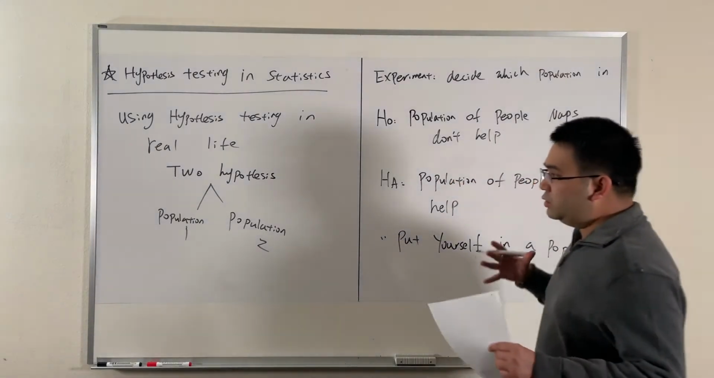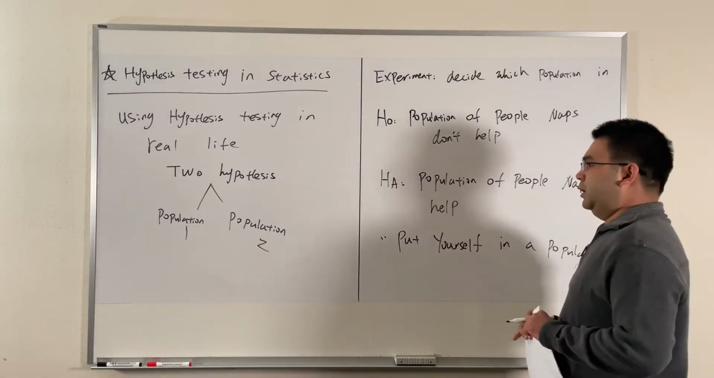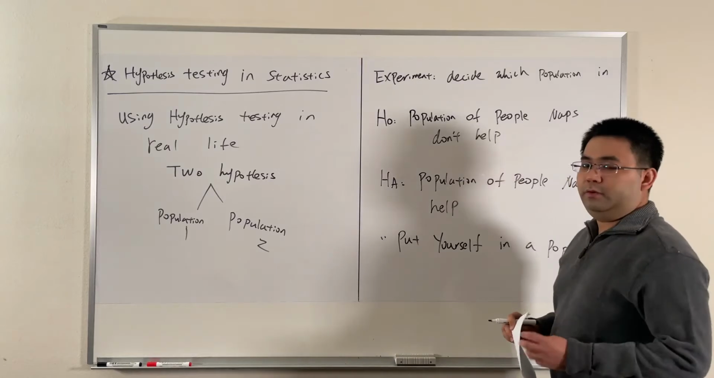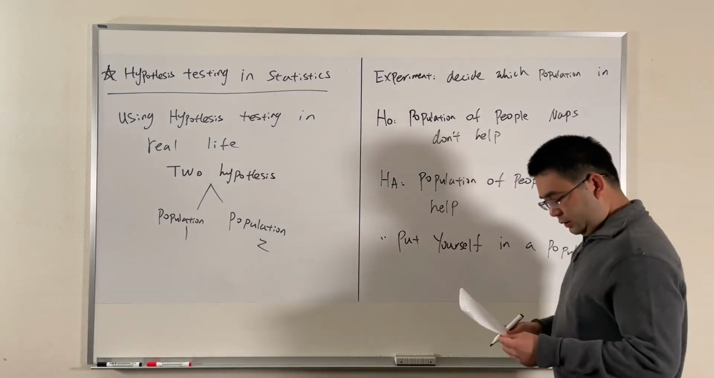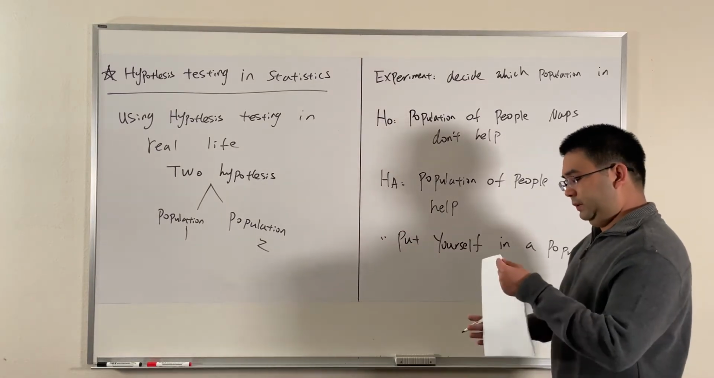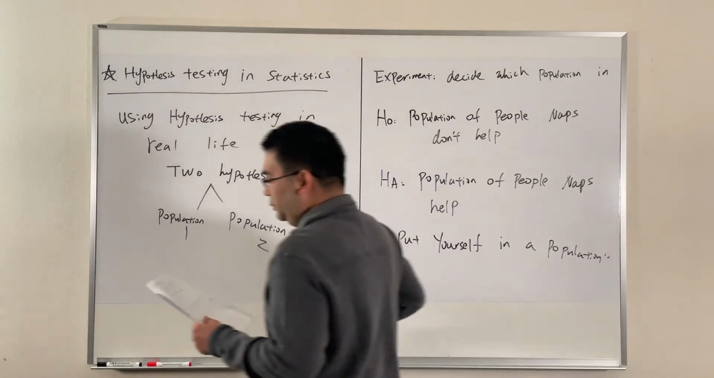So we can imagine that the two hypotheses are associated with two types of populations, and then use your data to put yourself or the object you're studying into one of these two populations. And that's what we're doing with hypothesis testing. Okay, let me go ahead and give you another example.